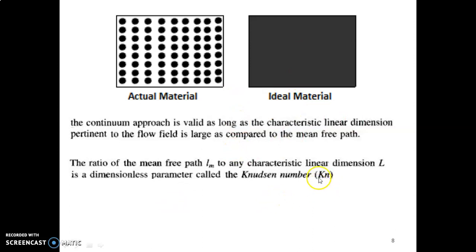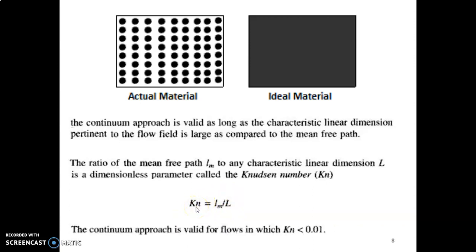So Knudsen number, denoted by Kn, is actually the ratio of the mean free path Lm to any characteristic linear dimension capital L. Any characteristic linear dimension means it can be the breadth of this area or the height of this volume or the length of this volume. Any characteristic linear dimension can be taken. So the equation is Kn equal to mean free path, that is Lm, divided by L, and there is a range. If the value is less than 0.01, the continuum approach is valid.